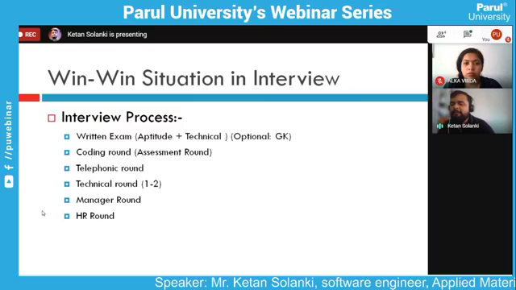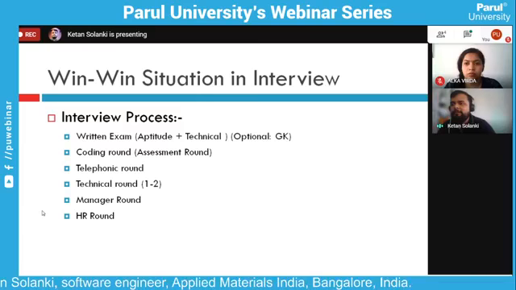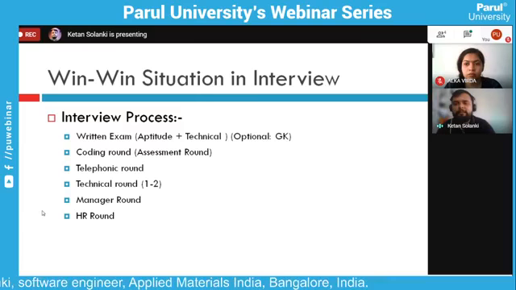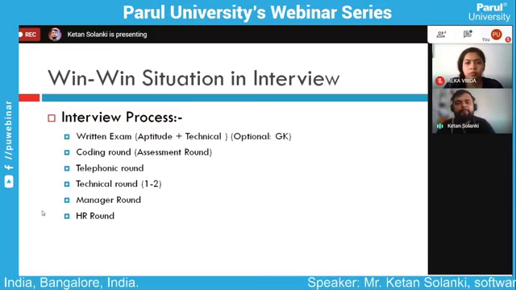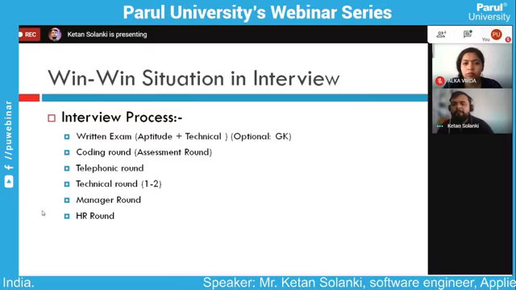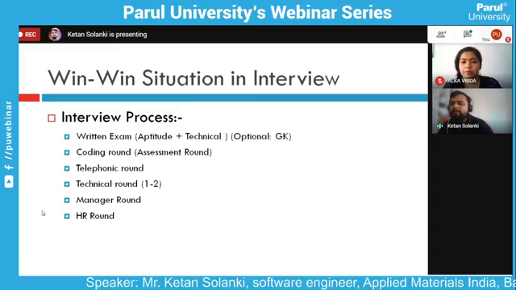And the manager round is an expert round. So there you will get expert knowledge. The manager of the team where you will be working will take that round and go around the table for some expert knowledge, or we can say the core knowledge of their team. So they expect from us what we know other than the normal candidate, what we know in addition to that candidate. So that will be a win-win situation in the manager round.